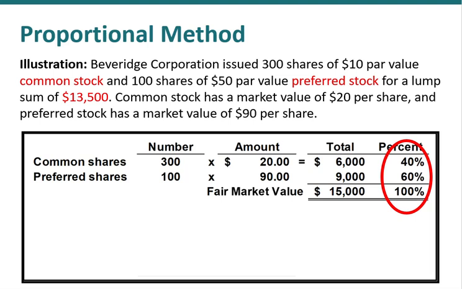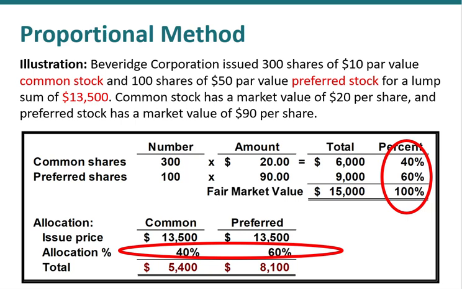So we'll allocate the $13,500 proceeds from issuing these two securities in the same proportions. 40% of the $13,500, or $5,400, will be allocated to common stock, and 60% of the $13,500, or $8,100, will be allocated to preferred stock.